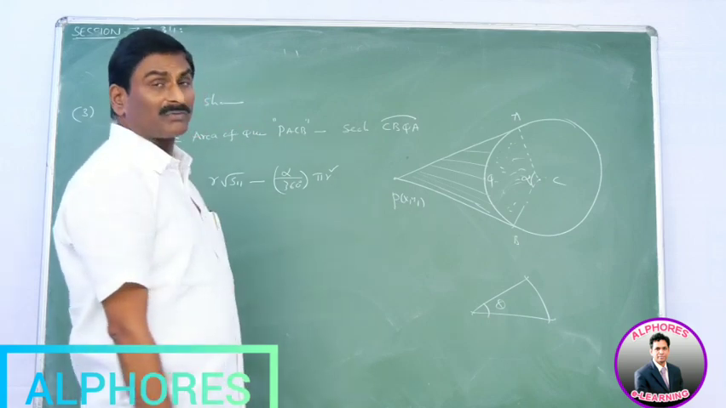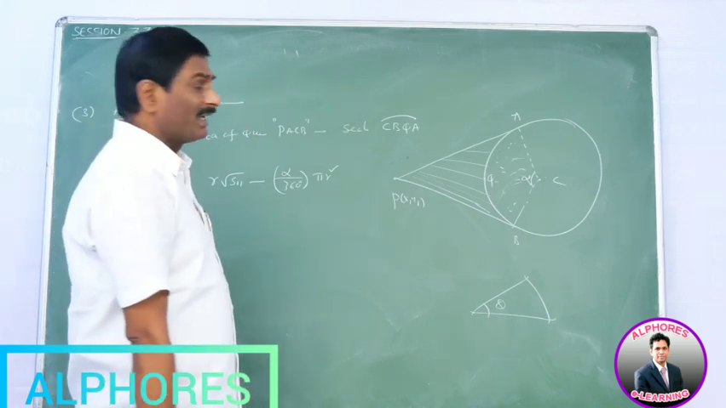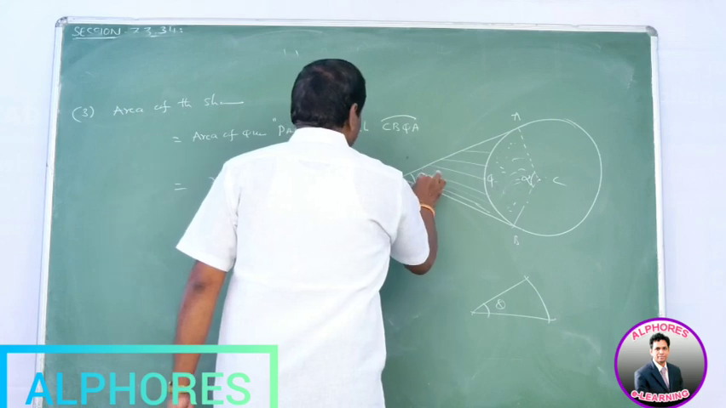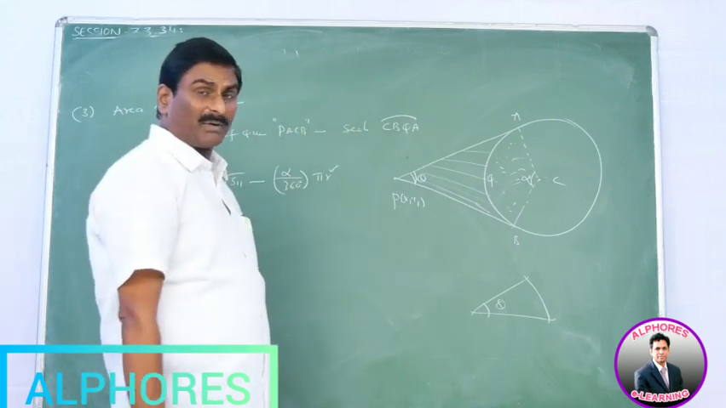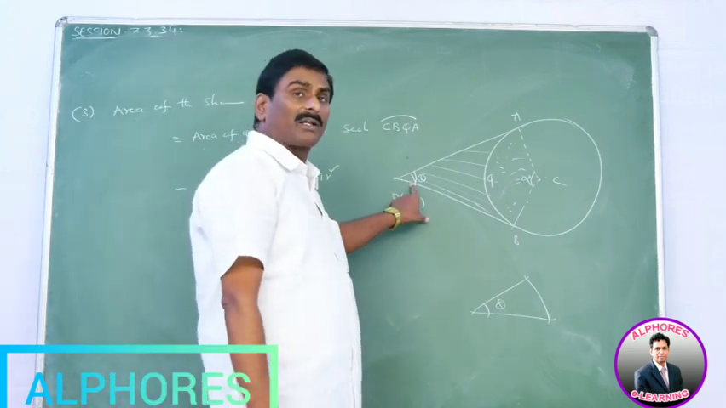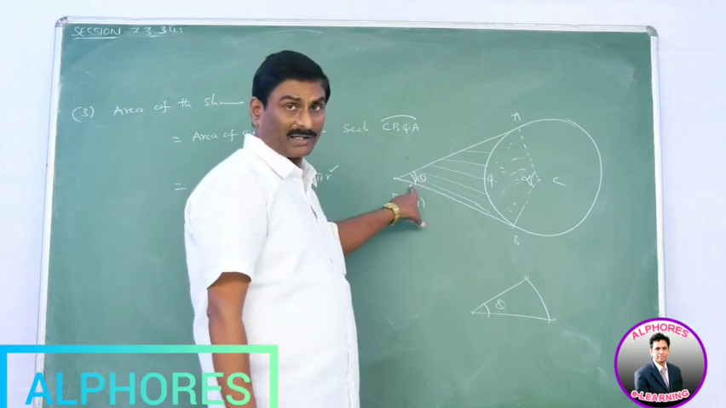But what is the value of alpha? How do we find the value of alpha? Here, say theta is the angle between the tangents. We know that tan theta by 2 is equal to R by root S1. By using that, we find the value of theta.